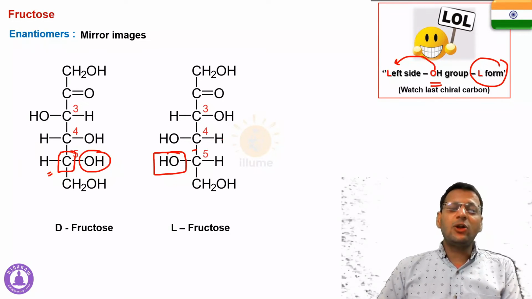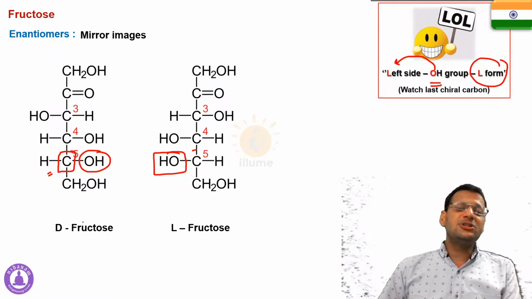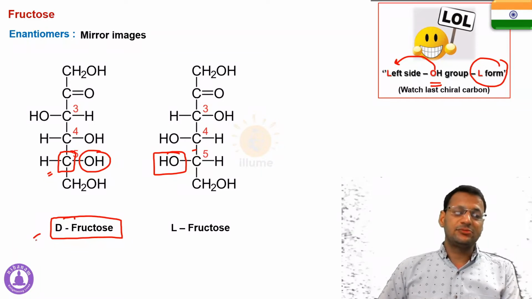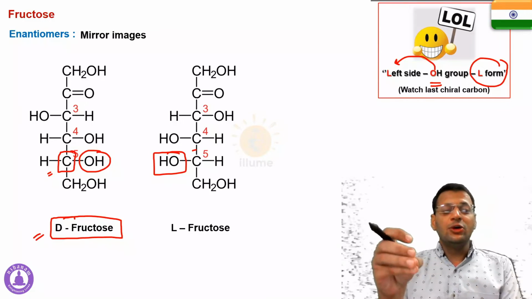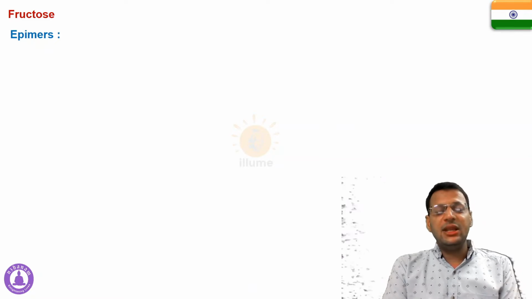So these D fructose and L fructose are enantiomers of each other, and fructose in most of the cases is present in the form of D fructose. So in most of the books you would find it written as D fructose. So that is the basic meaning.